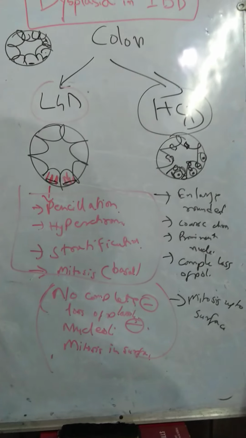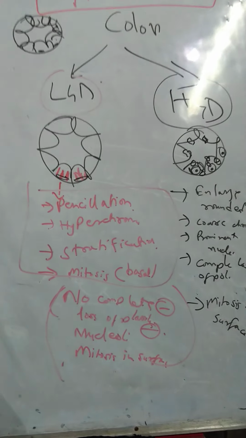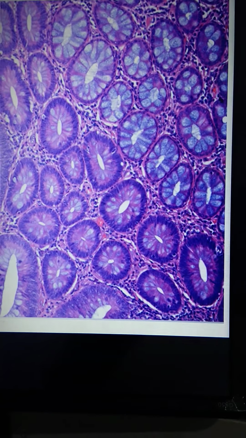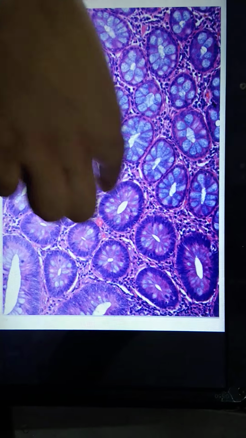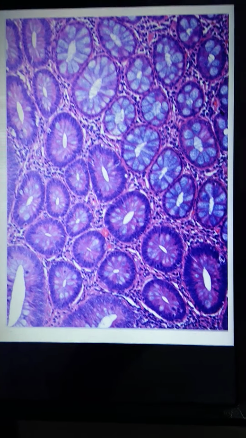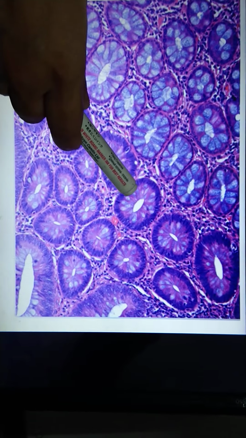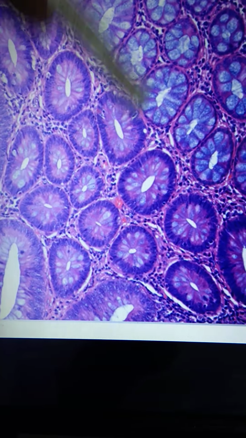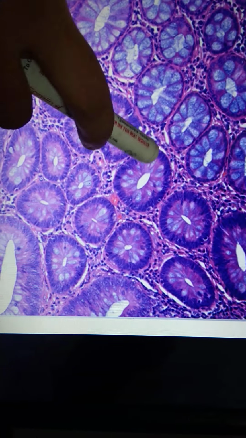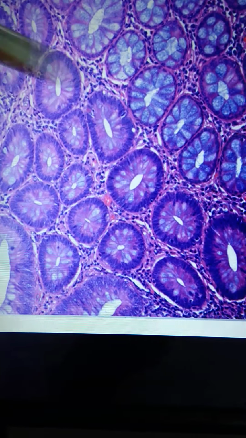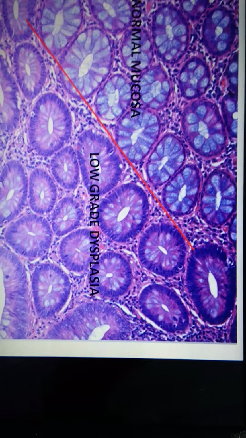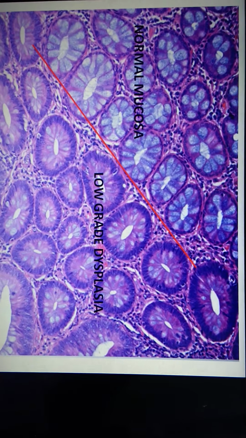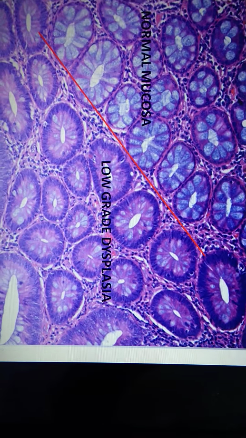So coming on to a little bit of explanation of the morphology. If you see here, in the top half you can see the normal crypts, very rich in mature goblet cells. Look at the bottom half here. First thing, it looks very mucodepleted, and of course you can appreciate very well the nuclei are enlarged. They look bluer, that is, more chromatin is there. But there is not a complete loss of polarity, neither is there any attempt to reach up to the luminal surface. So this is what a normal mucosa and this is what a low grade dysplastic mucosa will look like at low power. You can distinctly see the contrast.